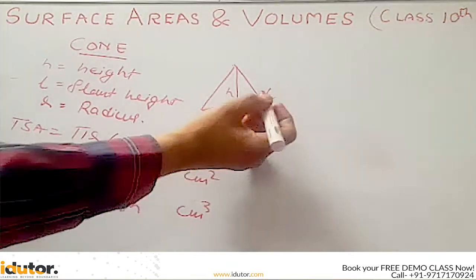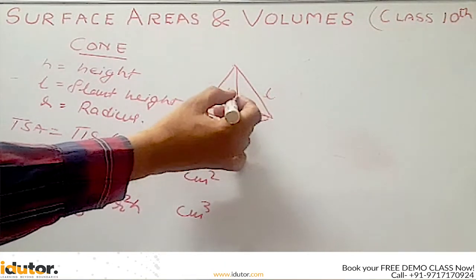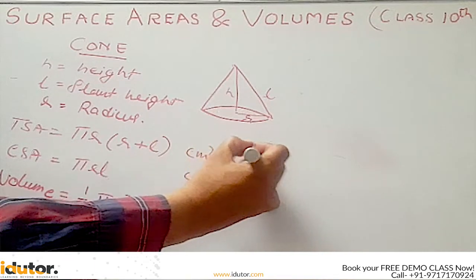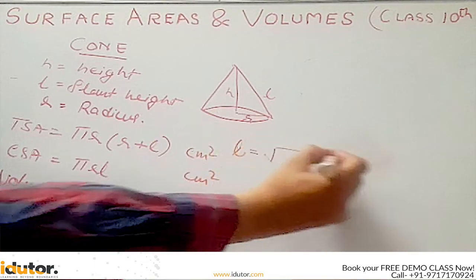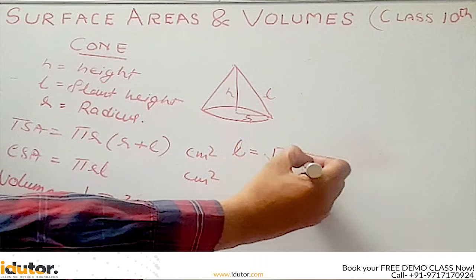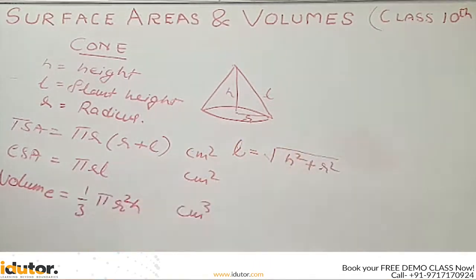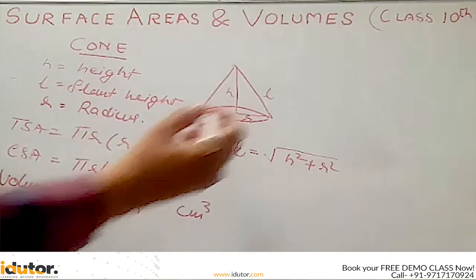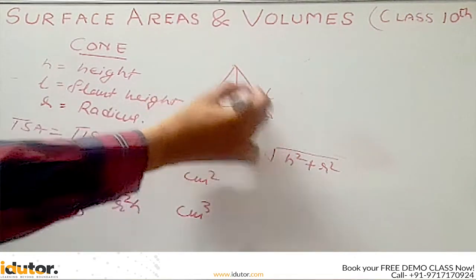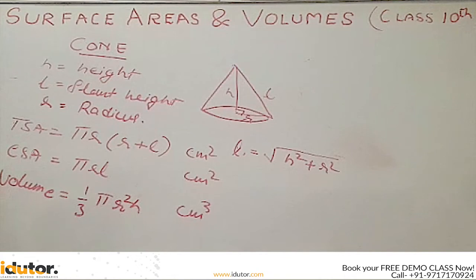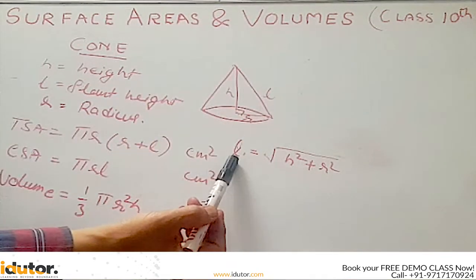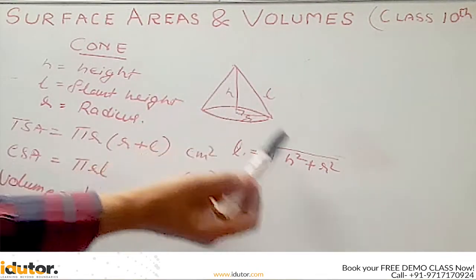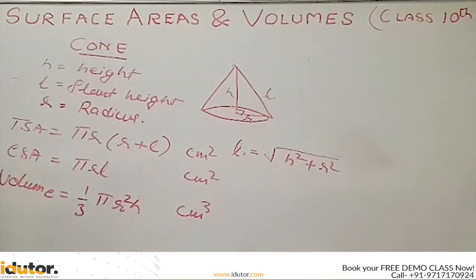If we have to find out the slant height and we are given the height and radius, it can be L is equal to root of h square plus r square. So this is the Pythagoras theorem being used because we know that this is a right angle triangle. In a right angle triangle, we have to find out the hypotenuse, which is L, equal to root of perpendicular square plus radius square. Is it clear, students?